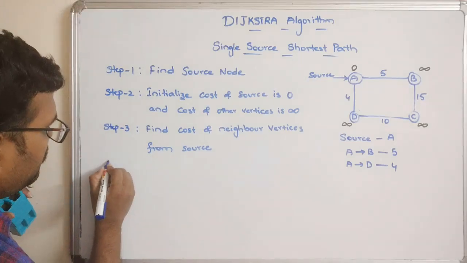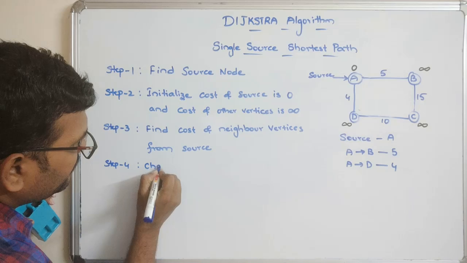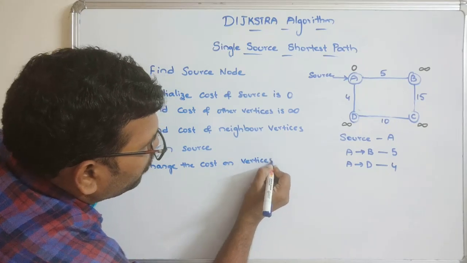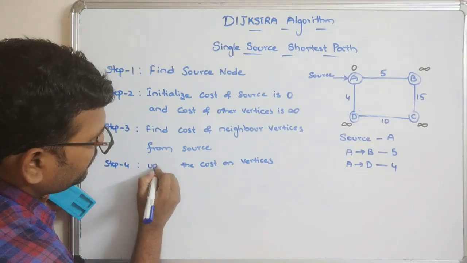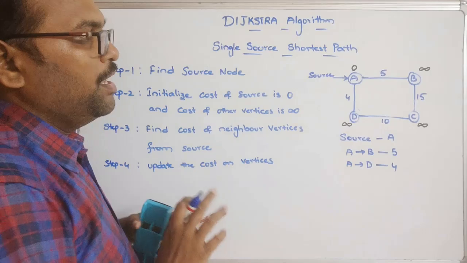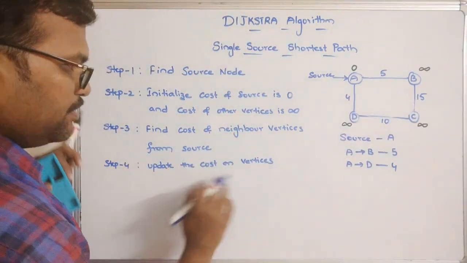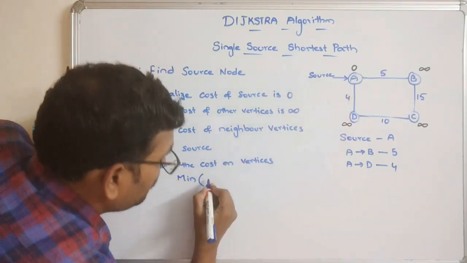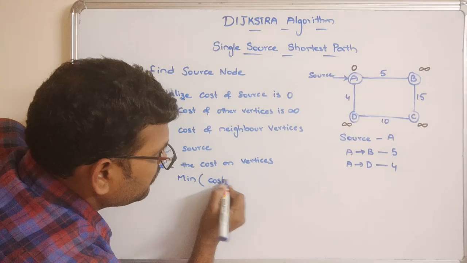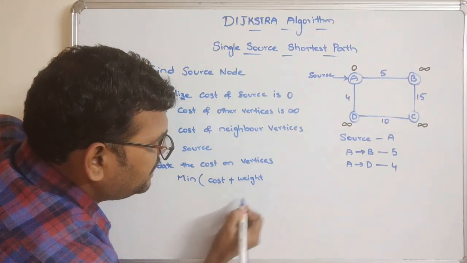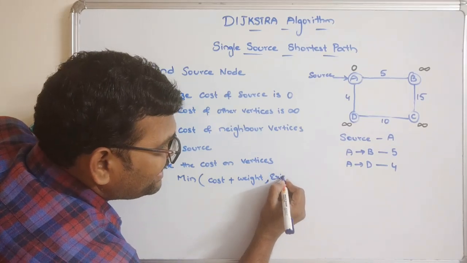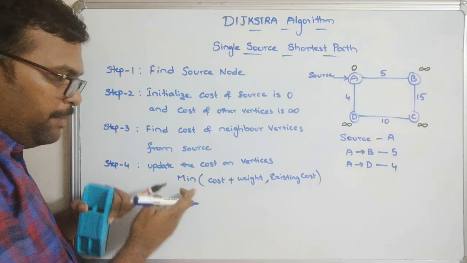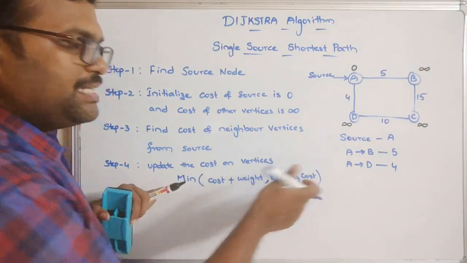Now change the cost. Initially, so next, step 4, change the cost on vertices, or you can say update the cost on vertices. Now you can see initially, so how we can check means the minimum of, see what happens here, the cost plus weight of that particular edge, comma, existing cost. So we need to consider any one, minimum of cost plus weight and existing cost.